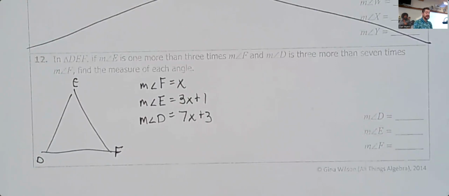Now we're going to do the exact same thing we did on number 10. So I want you to do the rest of this one on your own. Figure out X, figure out the measure of angle D, E, and F. And then we'll be done with our notes.